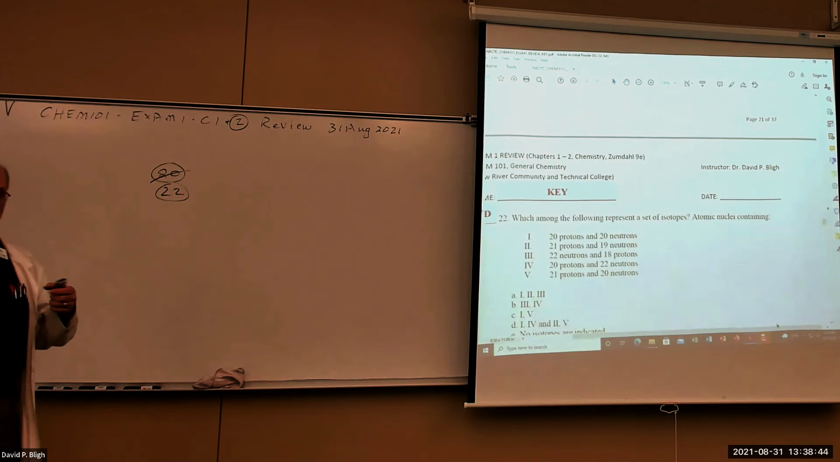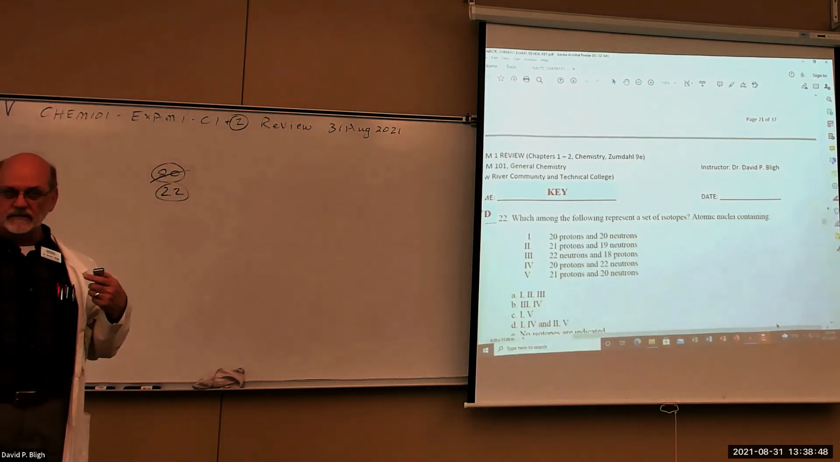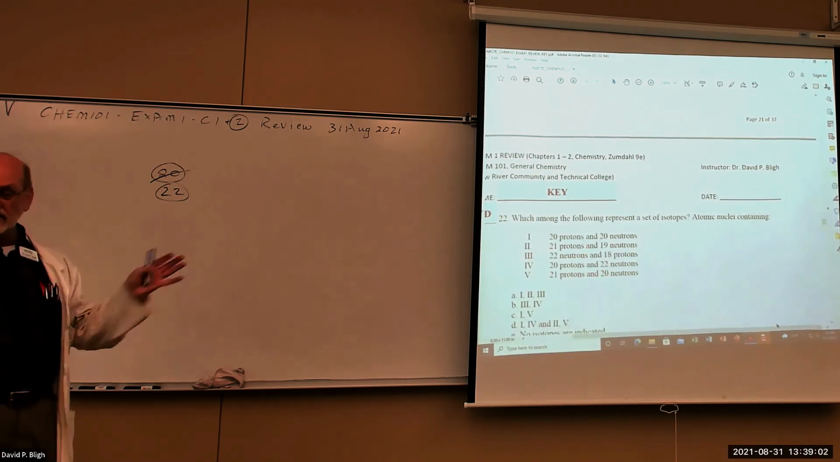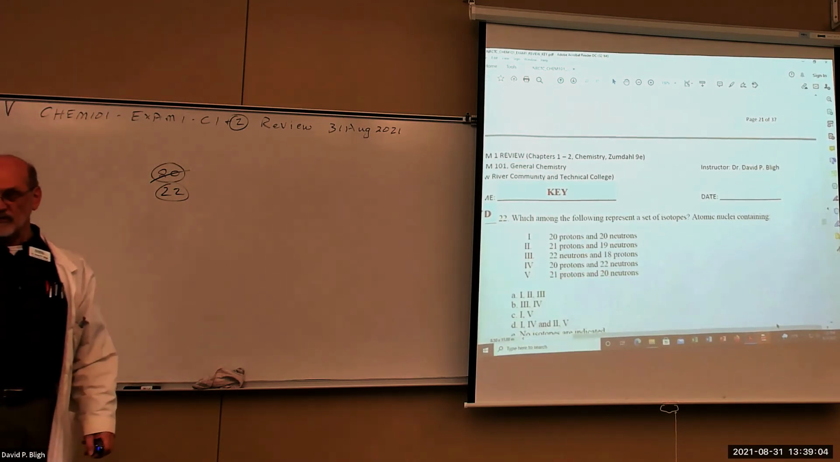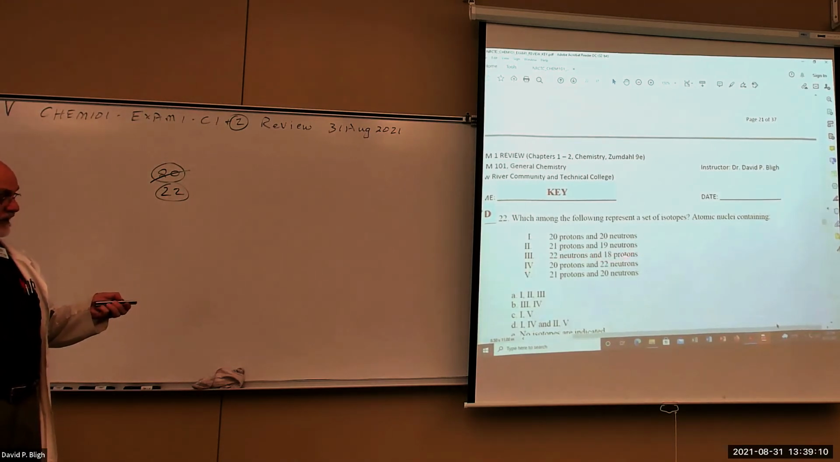First of all, to have a set of isotopes, you need the same number of protons, right? So 1 and 4 satisfy with different neutrons. 2 and 5 satisfy with different numbers of neutrons. And 3 is left out. It's got no match, right? There's nothing in there with 22. Oh, excuse me, it's backwards. Well, there's nothing in there with 18 protons either.